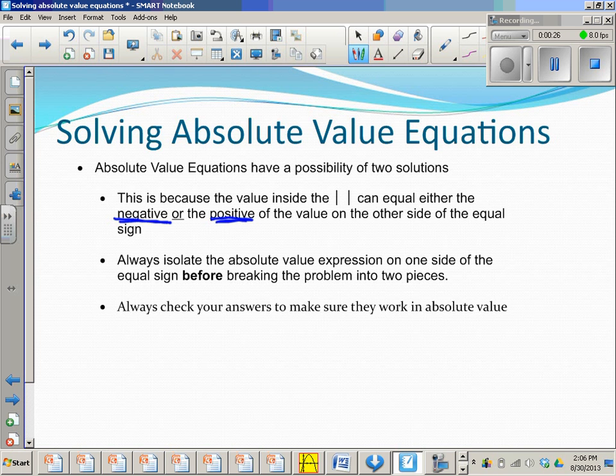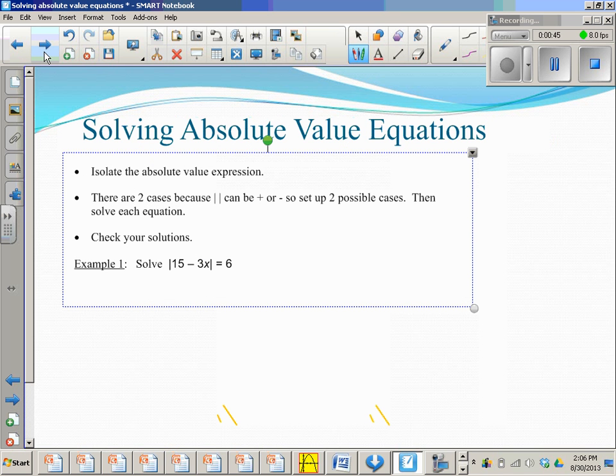Always isolate the absolute value expression on one side of the equal sign before breaking the problem into two pieces. Always check your answers to make sure they work in absolute value. Step one would be isolate the absolute value. There are two cases because the absolute value can be the positive or negative, so set up two possible cases, then solve. Third step is check.